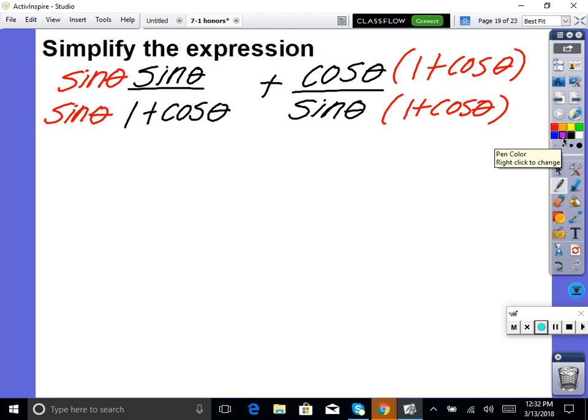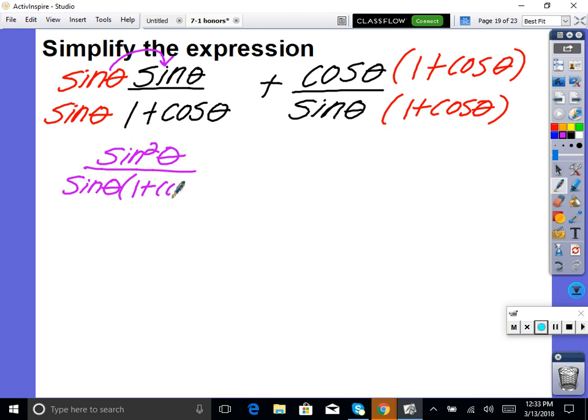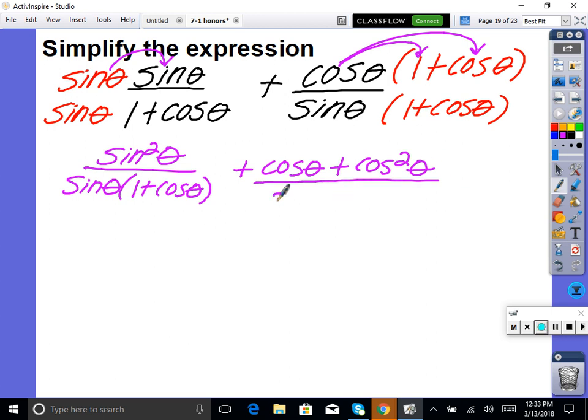Now the next step when getting a common denominator is to multiply out the numerators. That's your next step, if you'll remember. So right here we have sine squared theta. Now you do not need to multiply out the denominator, if you'll remember back to adding fractions. So let's leave the denominator factored. You do want to multiply out the numerator, but the denominator I'm going to leave factored. So right here we get plus cosine theta plus cosine squared theta all over sine theta times 1 plus cosine of theta.